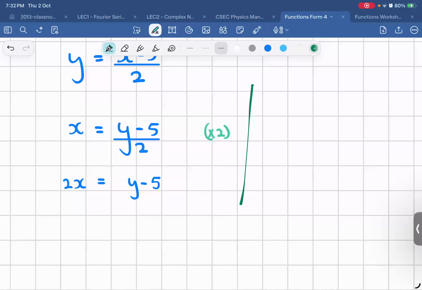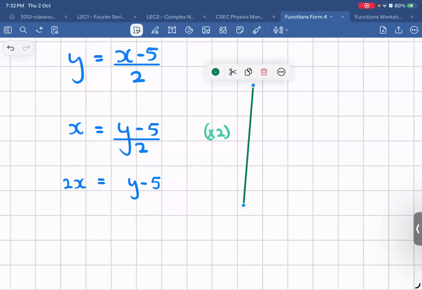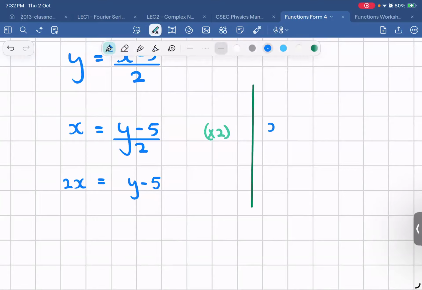You'd just write x over 1 is equal to y minus 5 all over 2. Right? How do you want to multiply this out, Bria? 2 by x equals 2x, and then 1 by y is y minus 5. Right?